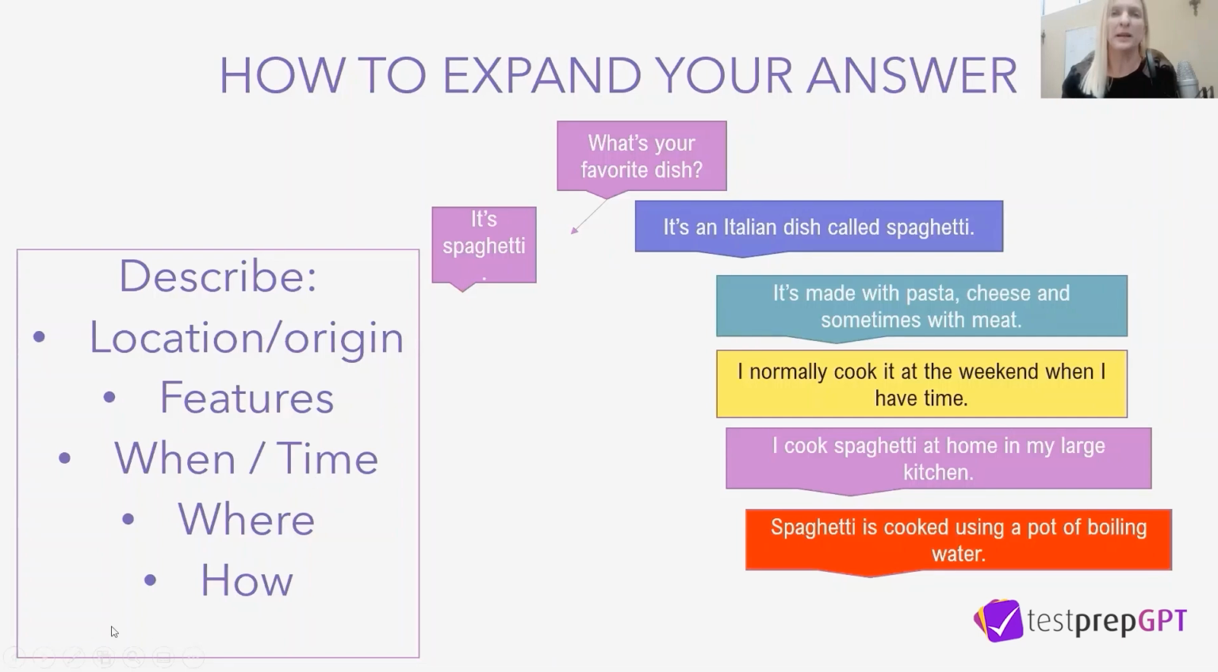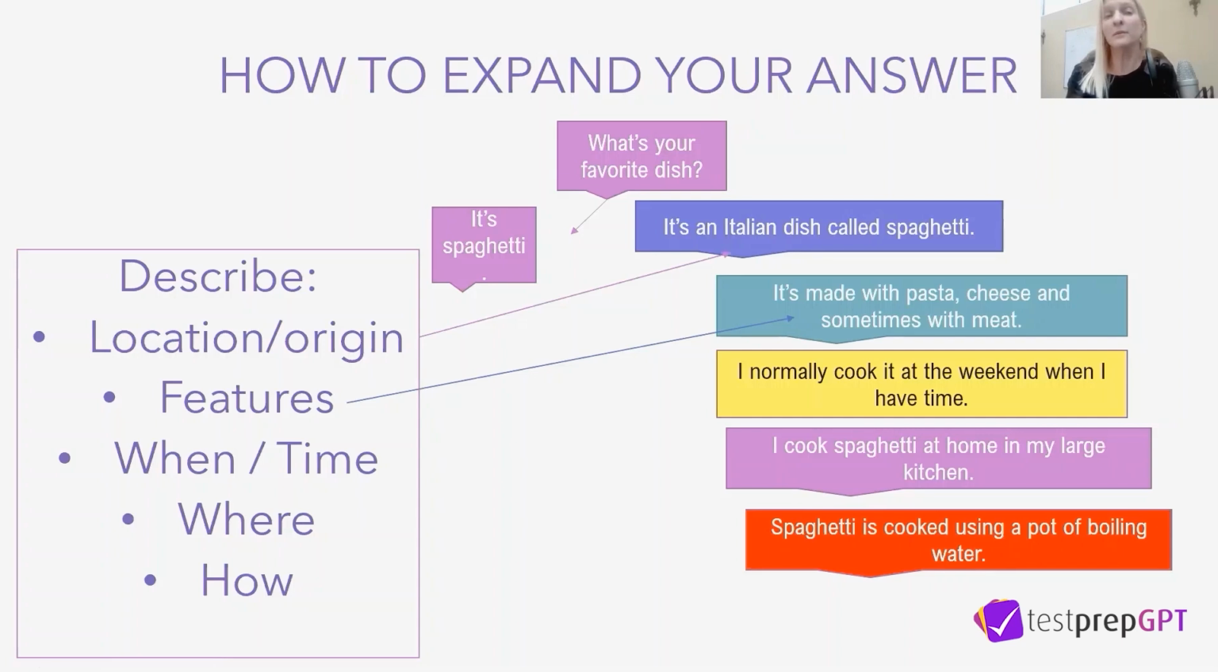So how to expand your answer. What's your favorite dish? Somebody asks you about food. What's your favorite dish? So you could just say, it's spaghetti. Or you could give a more detailed answer. You could say, it's an Italian dish called spaghetti. So I've given the origin of the dish. I've explained where it's from. Then I'm going to describe some features. So it's made with pasta, cheese, and sometimes with meat.